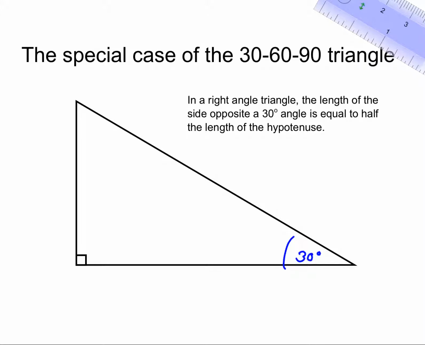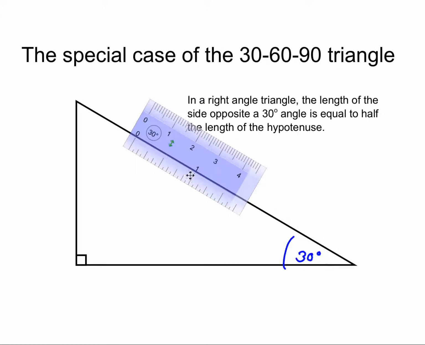What happens next, as you can see, the rule is that in a right angle triangle, the length of the side opposite the 30-degree angle. So here's a 30-degree angle. The side opposite it is right here. This side is equal to half the length of the hypotenuse. So let's see what that means.